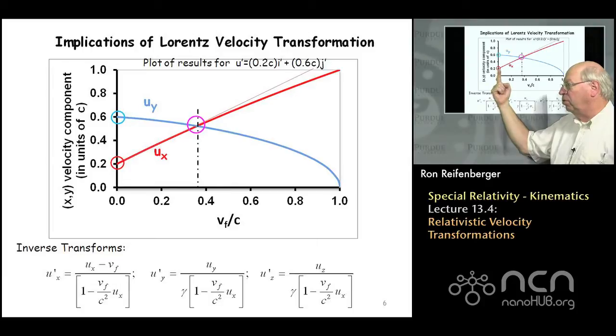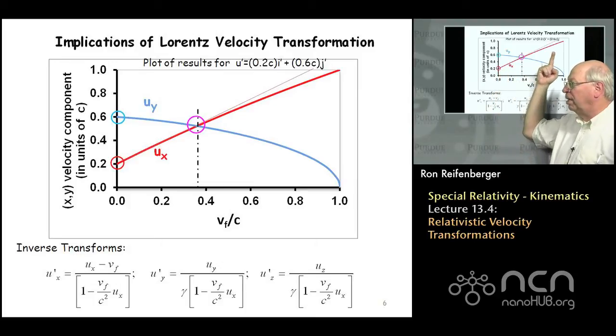He gets 0.2 times the speed of light in the x direction. He gets 0.6 times the speed of light in the y direction. But as v sub f over c increases, what you find is that these velocity components are modified accordingly. In particular, u sub x approaches the speed of light as v sub f over c gets closer and closer to 1. And you'll also find that u sub y decreases and approaches 0 as v sub f over c gets closer to 1.